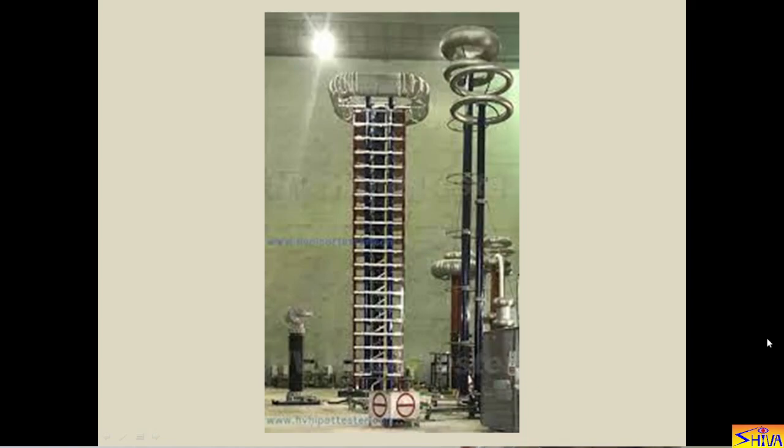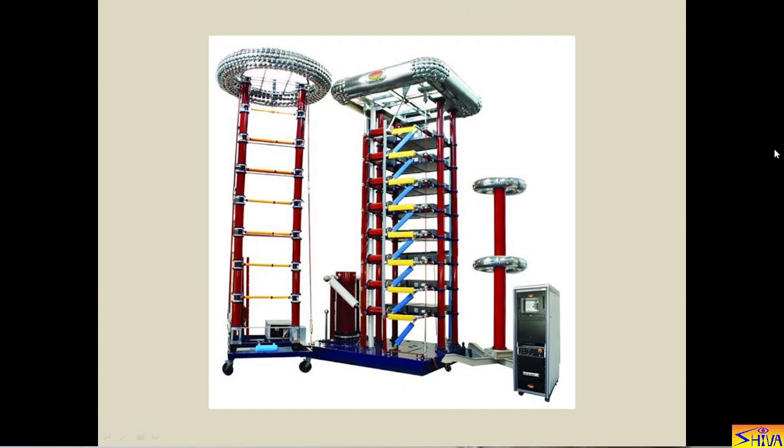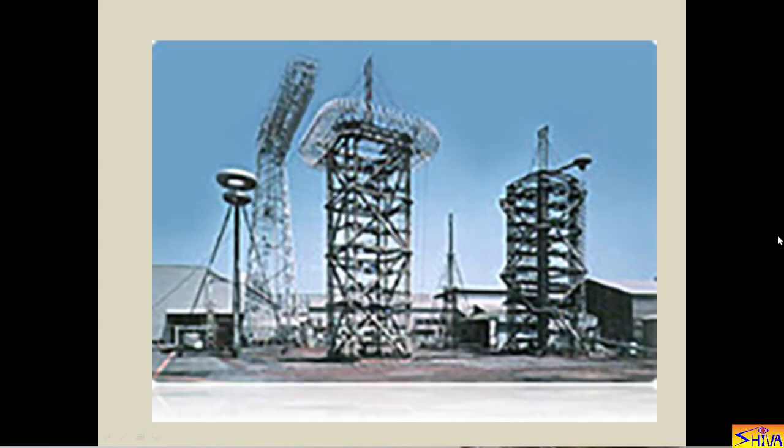This is also an impulse generator. This may be the DC charging unit, and this may be the potential divider. This is again an impulse generator, outdoor type. These are the wave shaping network capacitors. This is also an impulse generator installed for outdoor operation.